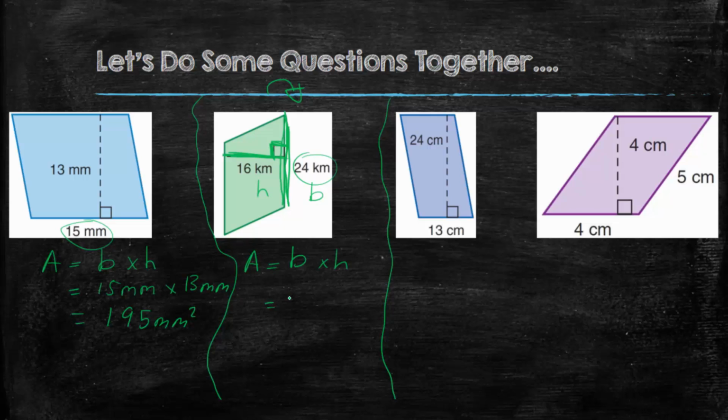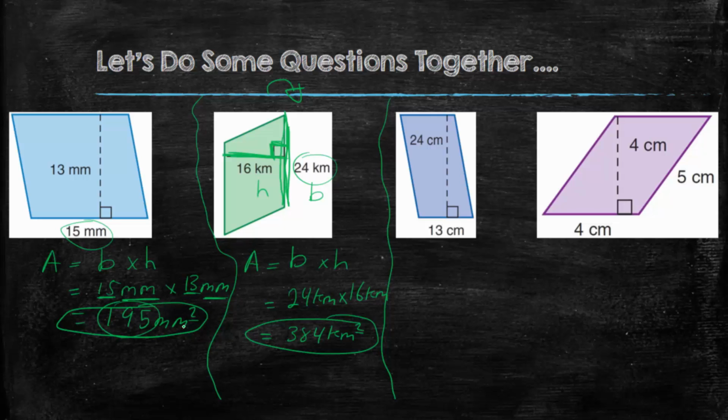So if we do that, the base is 24 kilometers times the height is 16 kilometers. And if you multiply that using a calculator, you would get 384 kilometers. And it's kilometers squared. And I want to mention this here. Whenever you're finding the area, it's always squared. It's the unit squared. And the reason is because you're multiplying these two numbers and you're getting this number right here, but you're also multiplying the units, hence the unit squared. Does that make sense? So it's millimeter squared, kilometer squared, centimeter squared.